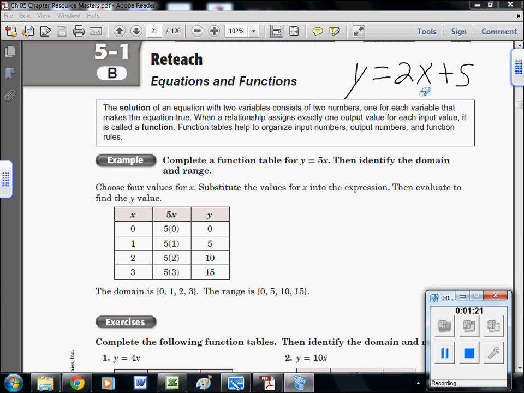More specifically, the only type of relationships we're going to talk about right now, and for most of 7th grade math, is functions. A function, if you read what it says up here, is one output value for each input value. What that really means is the input's usually going to be x. When you put something in for x, it's only going to give you one option for y.